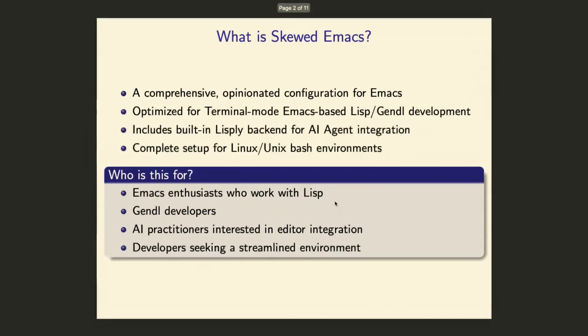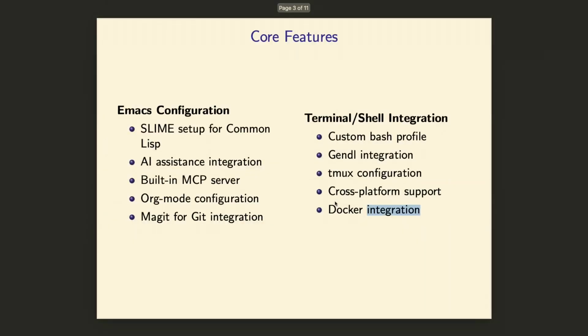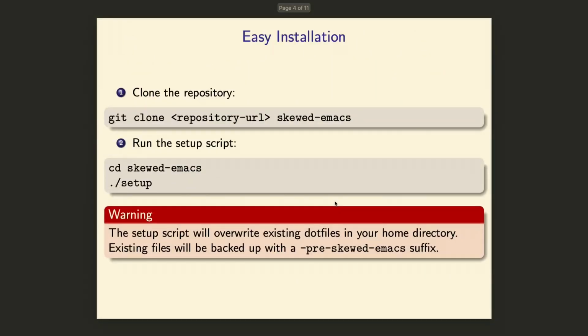And it also has a nice bash shell configuration that fixes all the colors for different background colors and things like that. So this is Skewed Emacs. The repository URL is on GitHub. I don't know why it didn't get in here, but it's, again, gornskew/skewed-emacs.